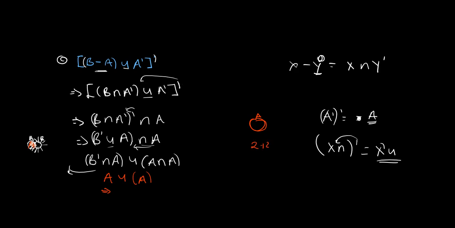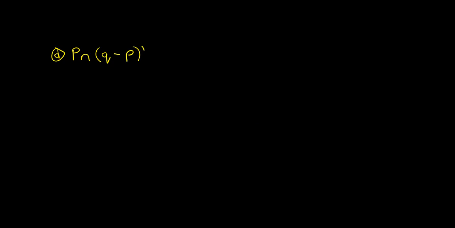In sets we don't repeat the same number. Let's say 2 plus 2, in sets we just bring 2. All right, so that will just give you A like that. So that's the answer. Let's go to the next page.